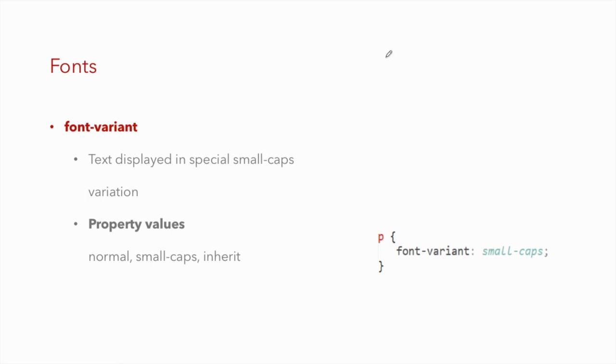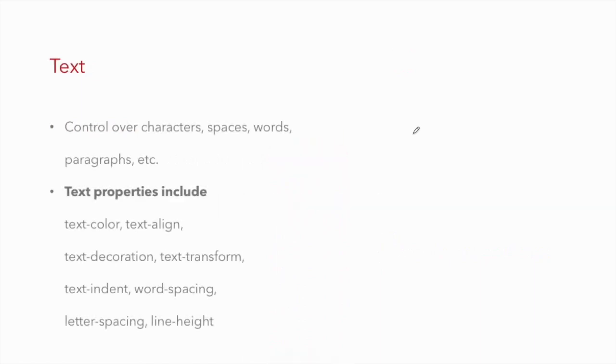So in simple terms, if you have text like this, let's say A, B, C, then it will be displayed something like this, A, B, C. But I think you'll better understand this with the live example. So let me just cover this point in the live example. Then we'll discuss the text, another important aspect of your web page.